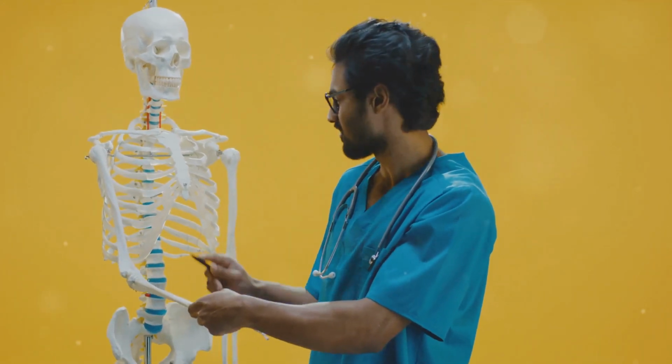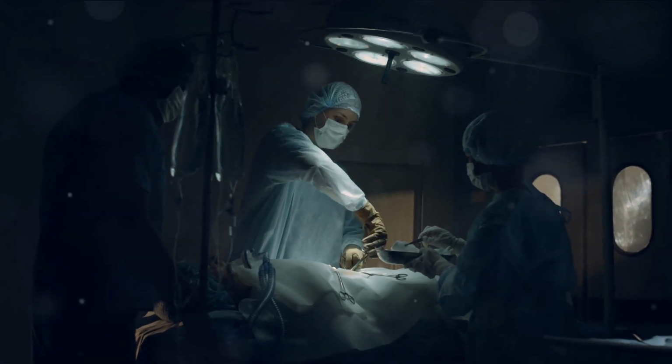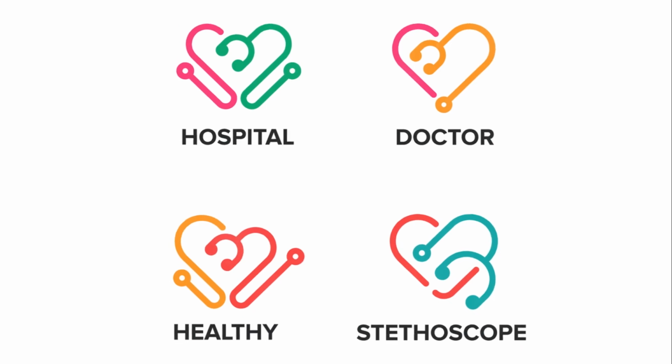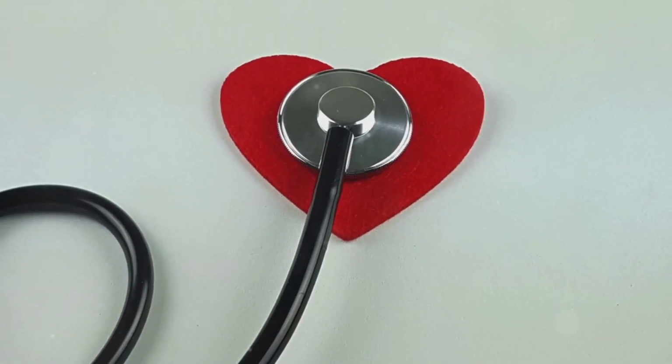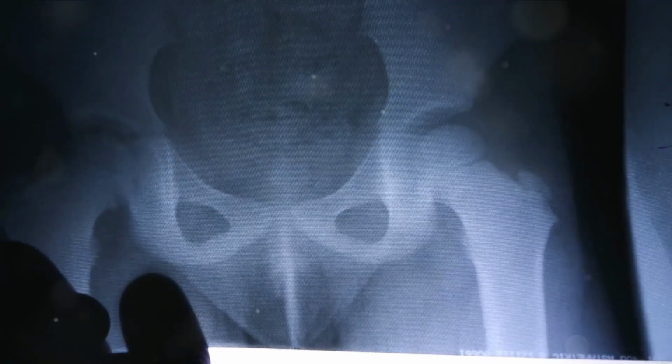Stay tuned as we unravel the mystery behind these terms. Medical terms may seem daunting, but they can be dissected into smaller parts. Let's break it down. Each term typically has a root, a prefix, and a suffix. The root, the core of the word, often refers to the body part in question. For instance, cardio pertains to the heart.